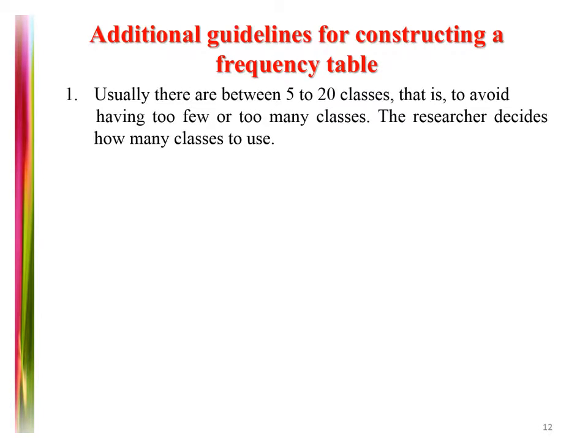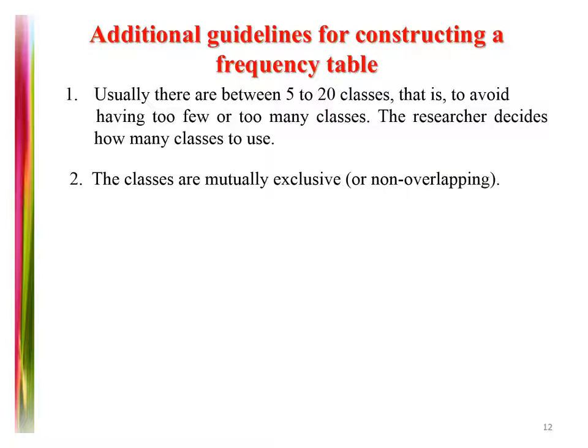Also, some additional guidance for constructing a frequency table in statistics. Usually there are between 5 to 20 classes, so avoid having too few or too many classes. The researcher decides how many classes to use, which depends on the situation of our data analysis. Second, the classes are mutually exclusive and non-overlapping. So you have to assign each observation to one interval. You cannot assign that observation to two different intervals.